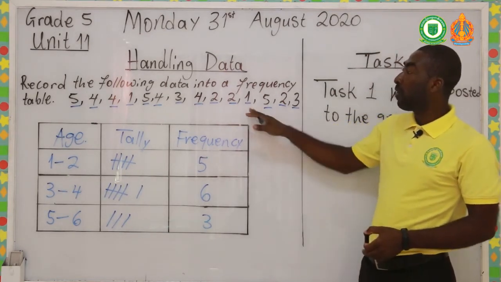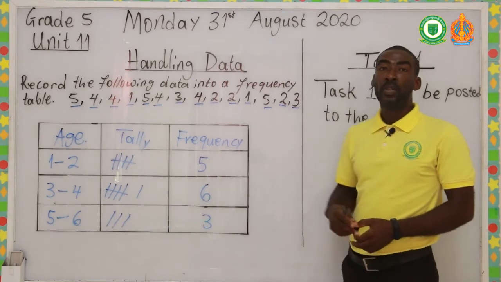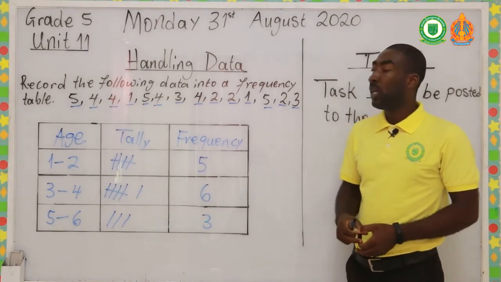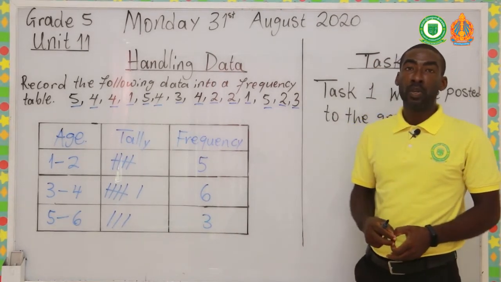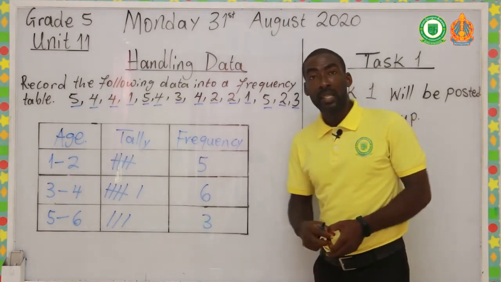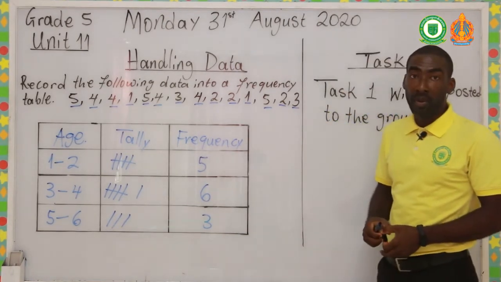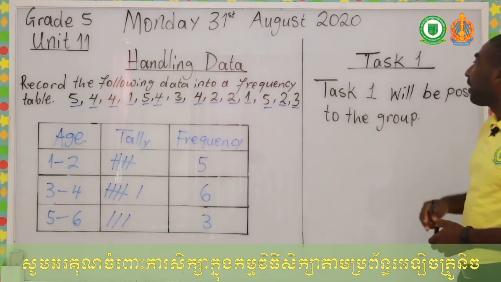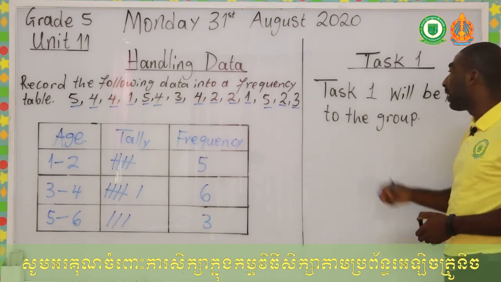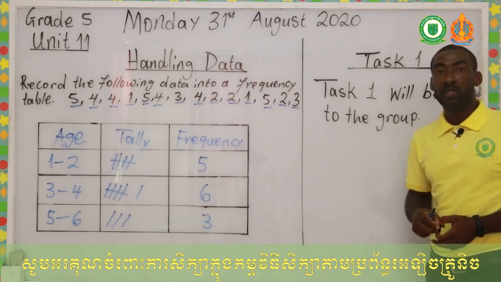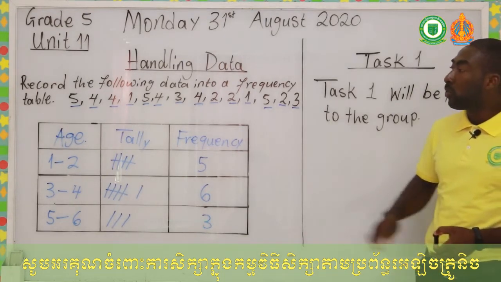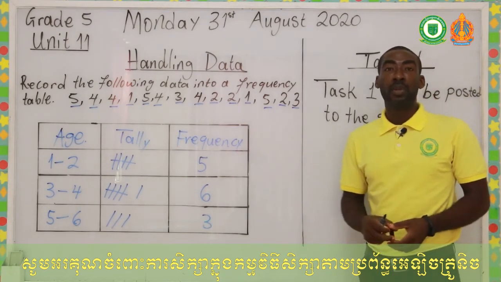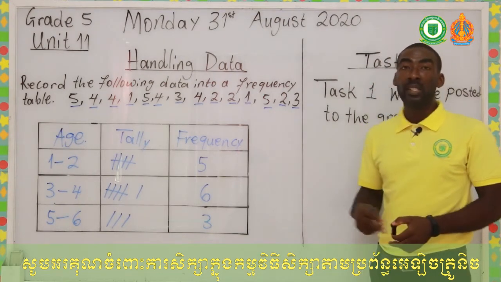So anytime you have raw data, this is how you can set your frequency table, and then your data is always going to be nice and easy for you to work around. So we'll move quickly to our first activity on this video. That will be task 1. It will be posted to you through the Telegram group. It's going to be about how you can create your own frequency table.